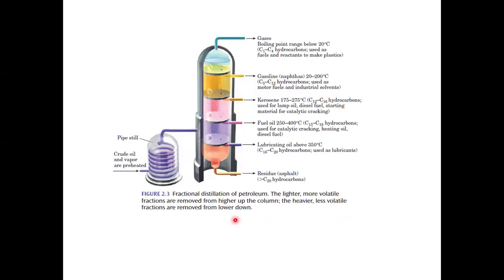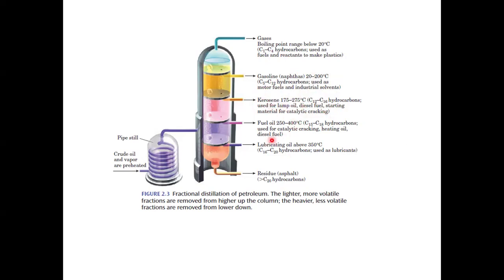So this is how fractional distillation of petroleum would look like. It depends on the boiling point. You can collect the different fractions of the petroleum. For gases, you can collect that below 20 degrees Celsius, and you can collect hydrocarbons ranging from carbon 24 and 20 to 200 degrees Celsius. You can collect hydrocarbons that would have 5 to 12 carbon atoms, and kerosene 12 to 16.